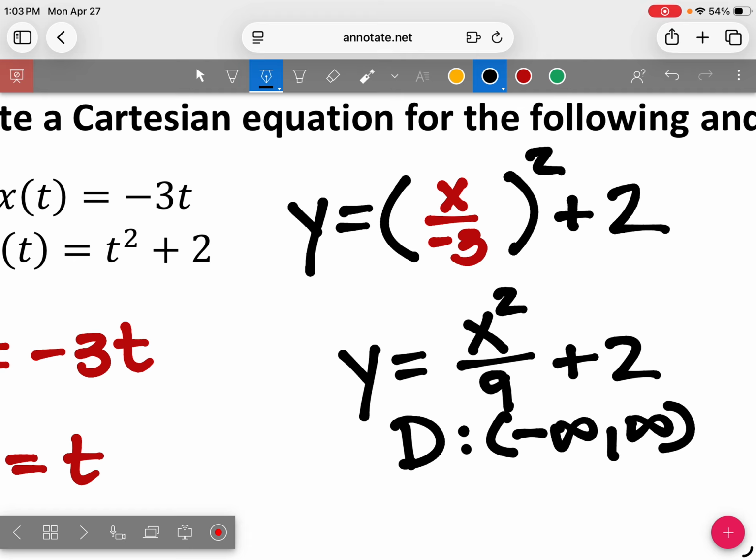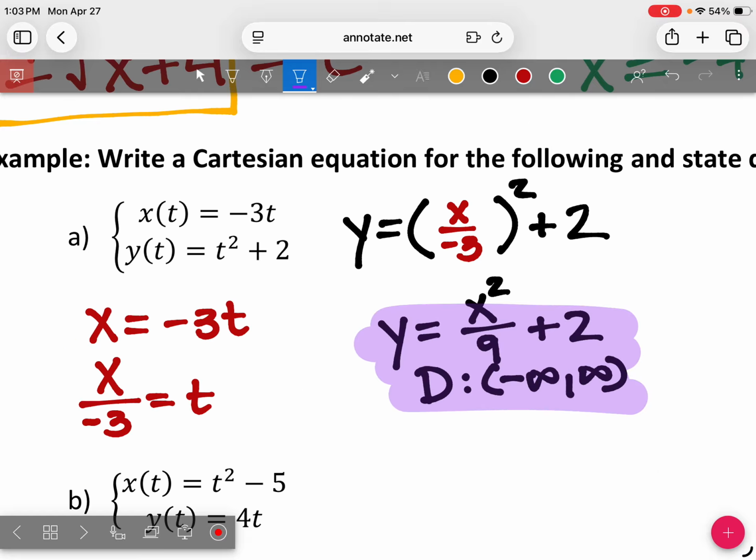Alrighty, so that's our second one. That's it. That's all there is to it, guys. Nothing crazy. That's my answer. Alrighty, let's look at B.